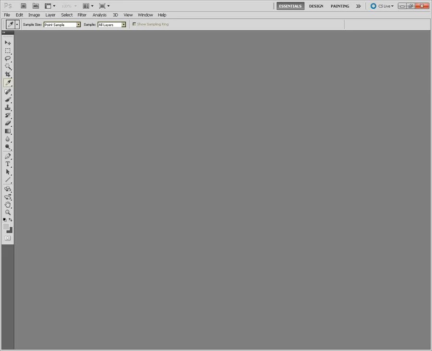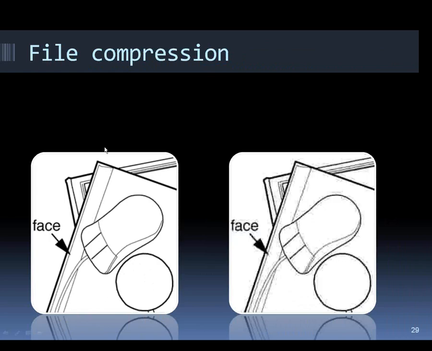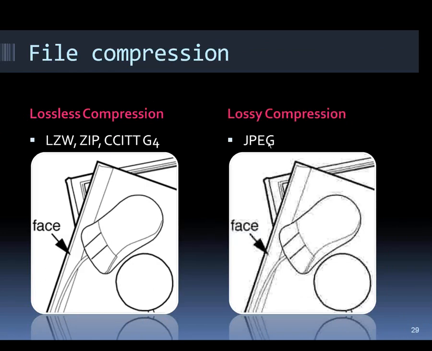So let me go back to my slide here. I pointed out that you've got some lossless techniques, LZW, ZIP, CCITT-G4, but if you try those and they're still just way too big, it's okay to use JPEG compression as long as it's maximum. Your maximums are very high, and then you can get a smaller file. You're always safe with these, though.